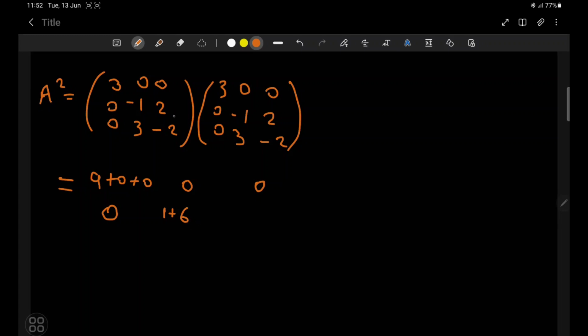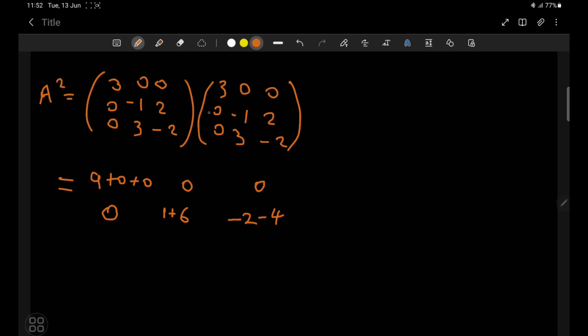Then the same row, this row with this column. So that means 0 by 0, that's 0. Then negative 1 by 2, we'll have a negative 2. And then 2 by negative 2, we have a negative 4. Okay. Then we're down to the last row with all the columns.